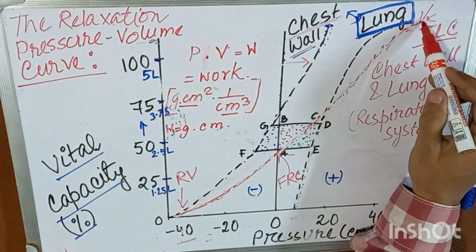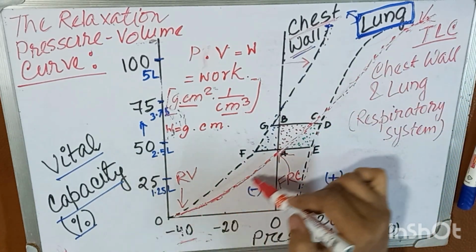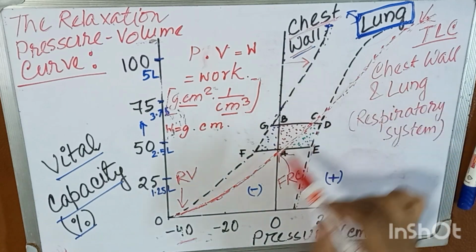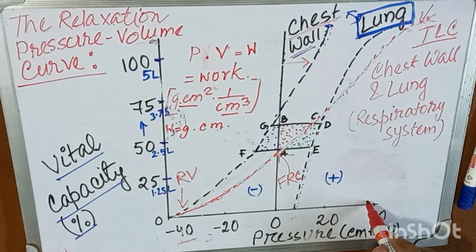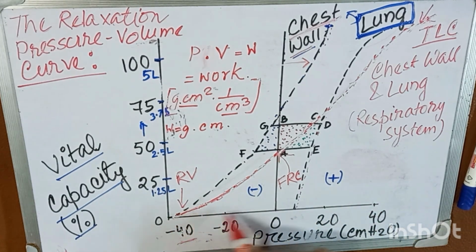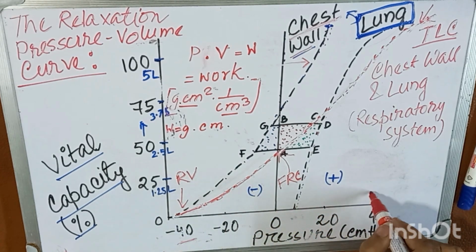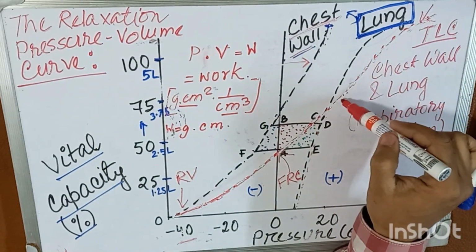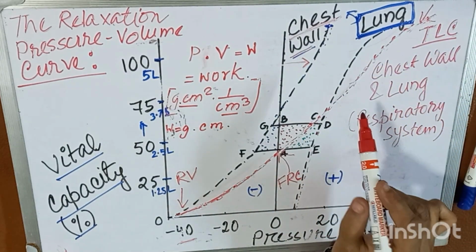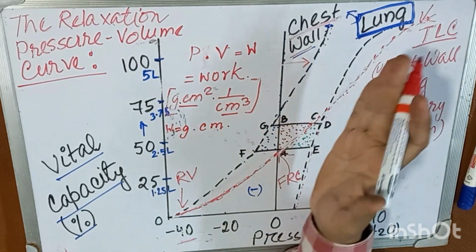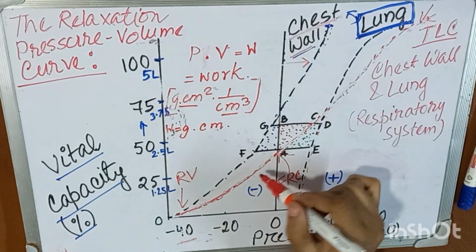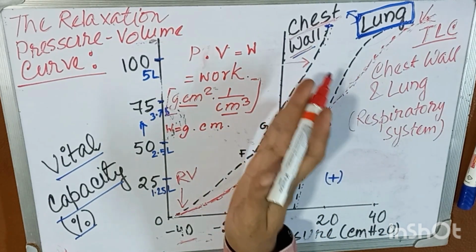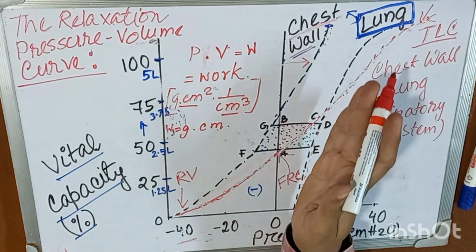The thoracic cage with the lung expands like this within this change of pressure. This change of pressure is around -40 to +40. This is the zone where the total expansion takes place. This pressure zone is required for the chest wall along with the lung to expand. So from this curve we note that this line falls in between the chest wall and the lung.